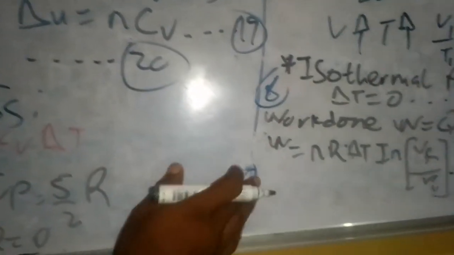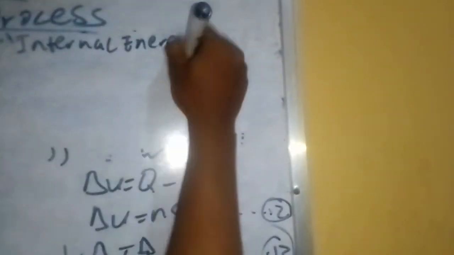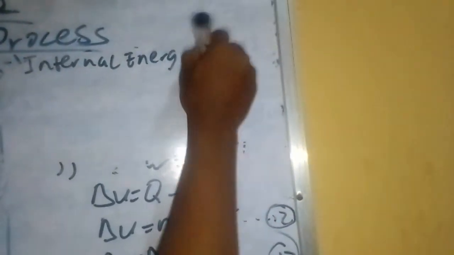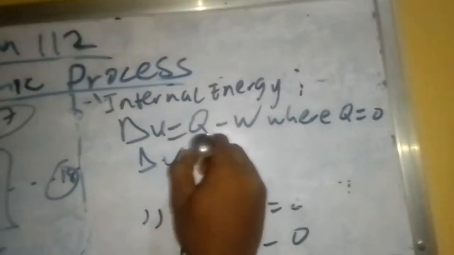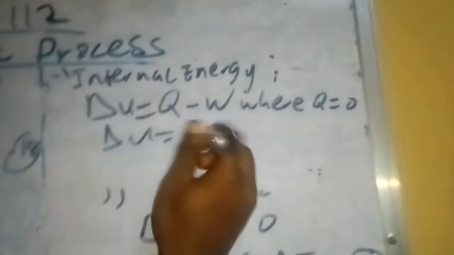The internal energy, delta U, is given as delta U equals Q minus W, where Q is equal to 0. So we have equation 21, equation 22, equation 23, equation 24, and delta U equals Q. Because Q is equal to 0, it is equal to minus W, equation 25.